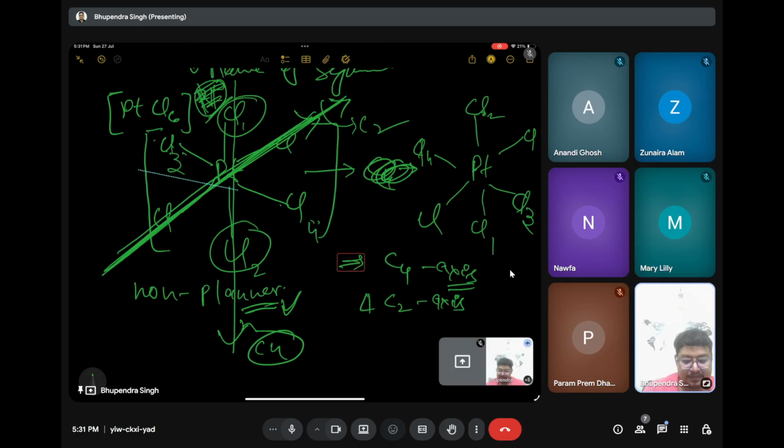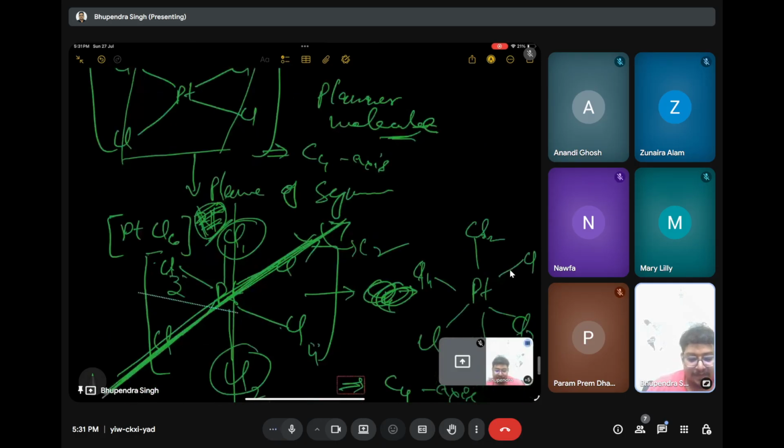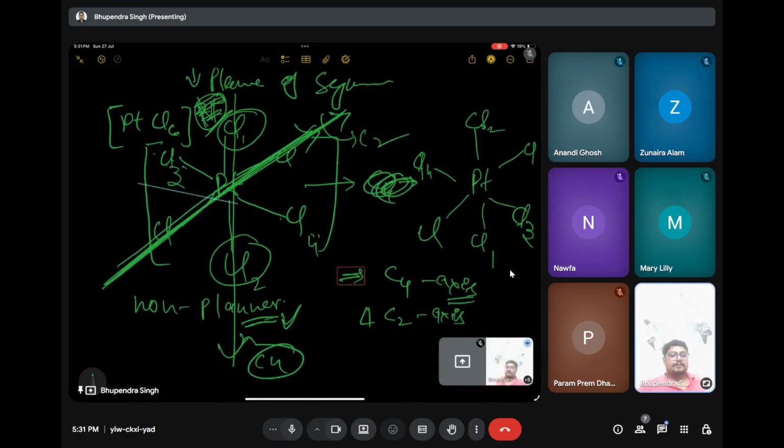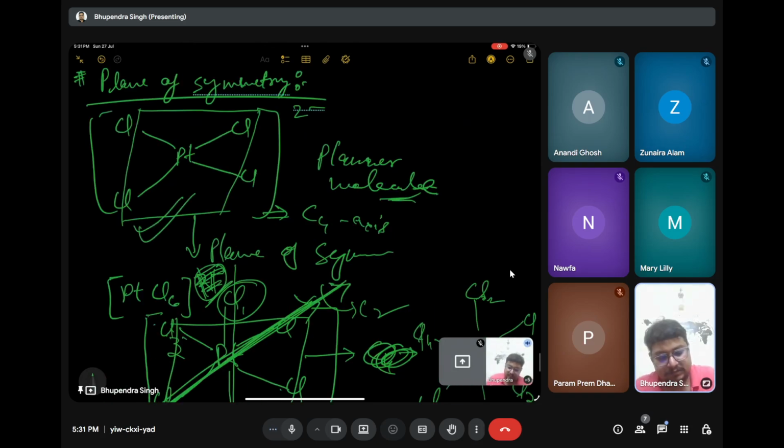This is the axis, but for the plane of symmetry, how many planes can you see? This one plane I have already told you. This plane is bisecting the molecule, making two identical structures which are reflecting each other. So this is one plane, just similar to this PtCl4.